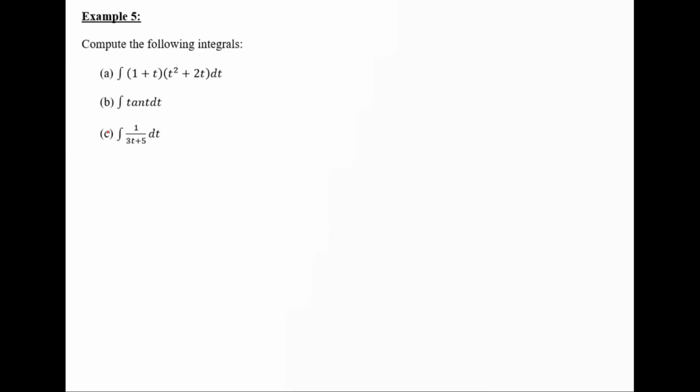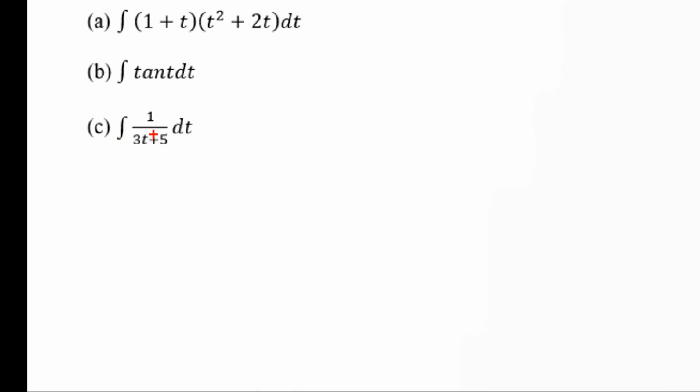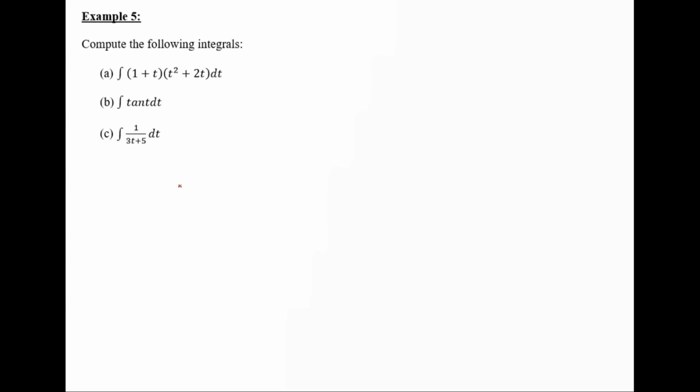And what about part C? In part C, you can consider it as two functions, the numerator and the denominator. The numerator is a constant function, which is 1. The denominator is a linear function, but the derivative of the linear would be a constant, which is related to the numerator. Then let's start.